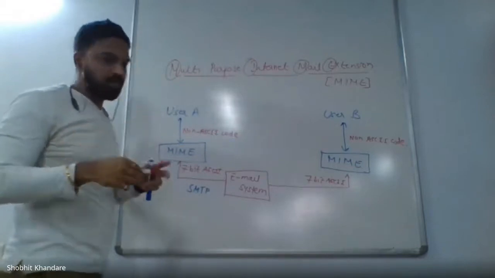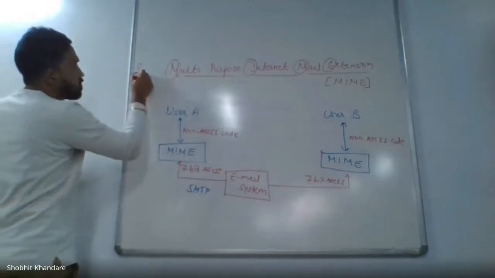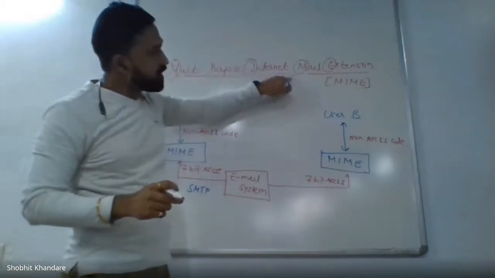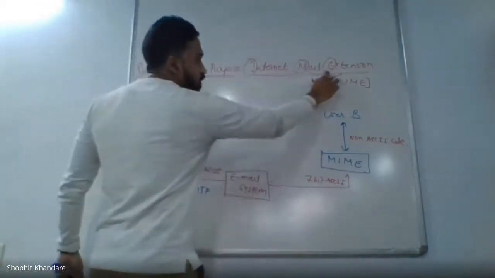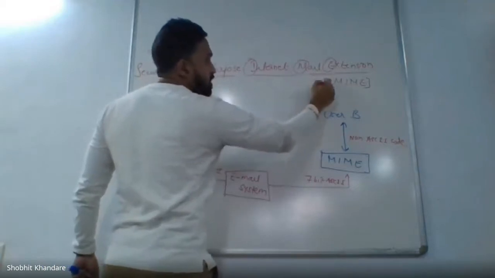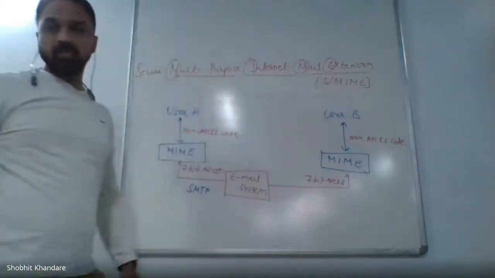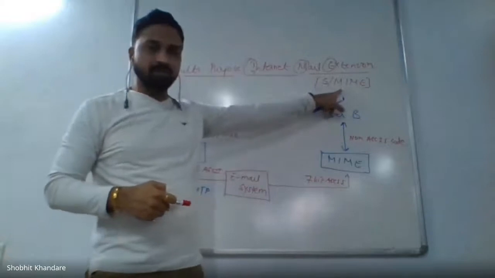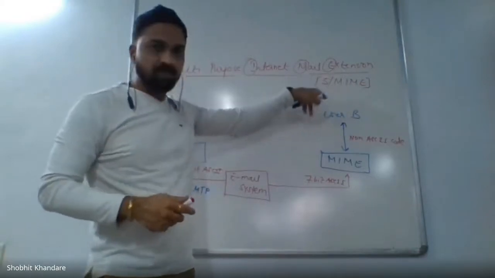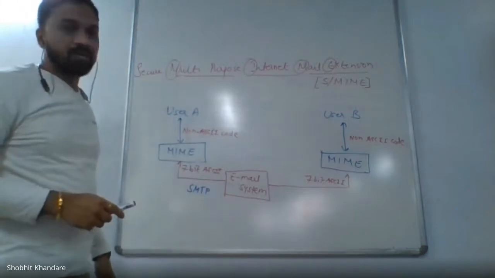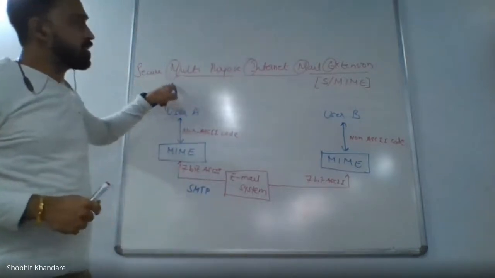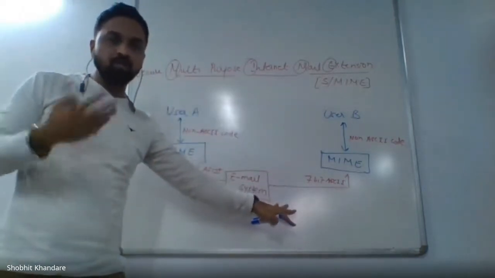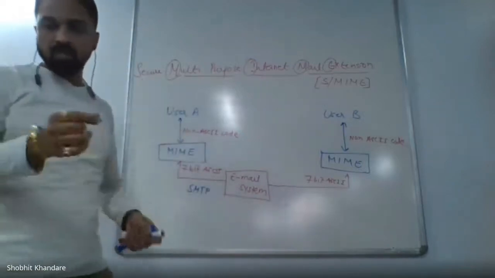Secure MIME. So you have secure multi-purpose internet mail extension. That's why it is not called MIME, it is called S/MIME, with a front slash. So secure multi-purpose internet mail extension will follow the same scenario with more security. That is why it is called secure. Okay. So write down some sentence on this.